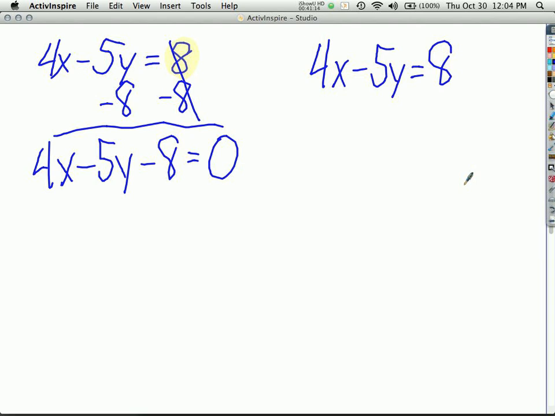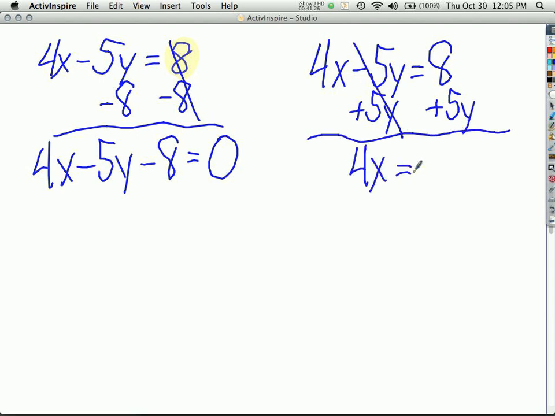Chanel? Add 5y to both sides. Let's see if that will work. Add 5y, add 5y. That cancels out, and I get 4x equals 5y plus 8. Did it work? Yeah, it jumped to the other side. Now, did it help me? I don't know. It doesn't matter. The point is am I allowed to do it? Yes. You are allowed to add 5y to both sides. You are allowed to subtract 8 from both sides. Okay?